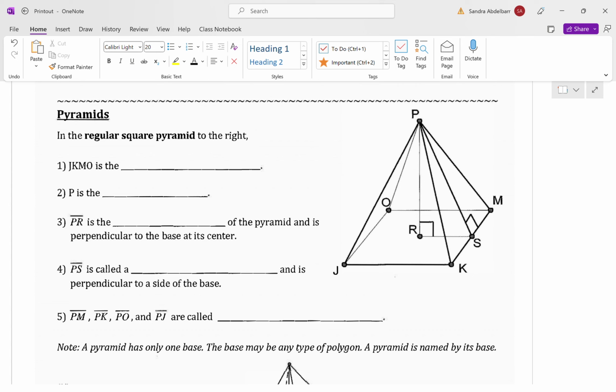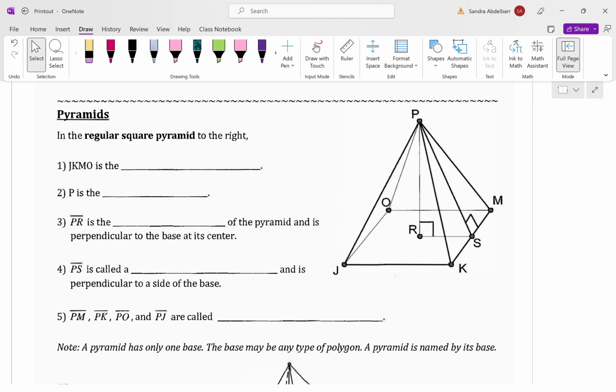And the base, according to our diagram, which figure is the base? How would we name it? What's our base here looking at the diagram? Joe? Yeah, JKMO is our base. And if it says it's a regular square pyramid, that means JKMO must be a square. So JKMO is the base. And then let's write in parentheses, it's a square.